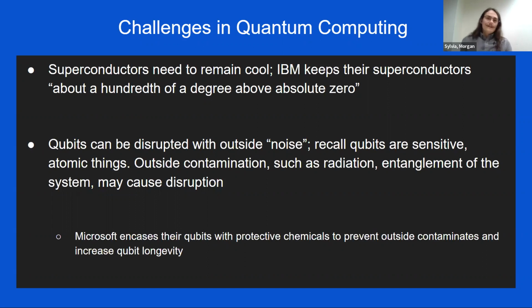Qubits, being the tiny particles that they are, can be disrupted with what is called outside noise. We call them sensitive atomic things. So the tiniest bits of radiation, for instance, impact enough force that can disrupt that entanglement, which is so very precious to the whole point of quantum computing. So stuff like that can cause disruption. Some companies like Microsoft like to encase their qubits in protective equipment, protective chemicals, to ensure that there's more longevity to their qubits.